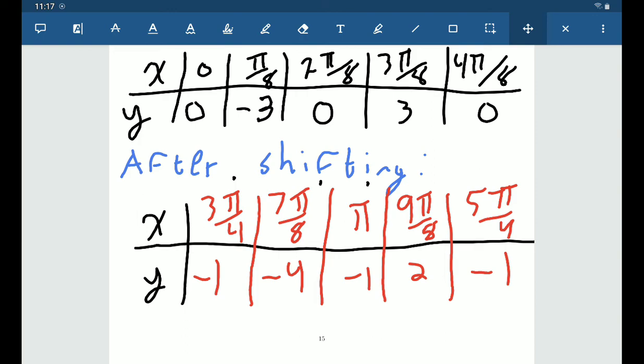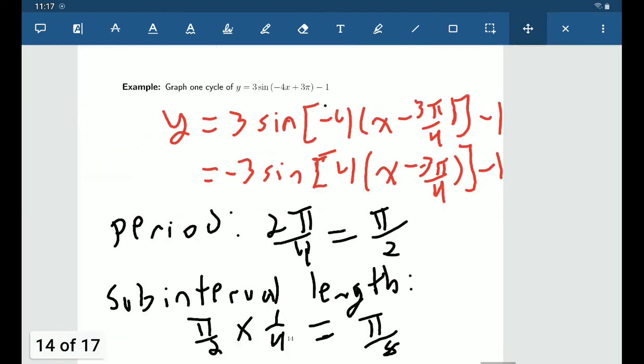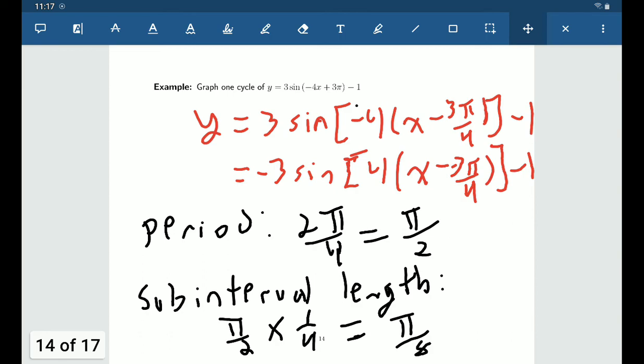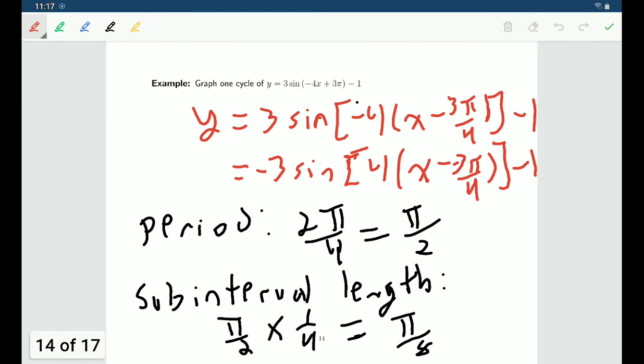But if I were to take my x values and shift them downward or shift them upward by one full period, remember here that we said for this graph, the sine graph that we're looking at, the period is pi over 2. That means if I were to add pi over 2 to all of my x coordinates or subtract pi over 2 from all of my x coordinates, that would give me another cycle.